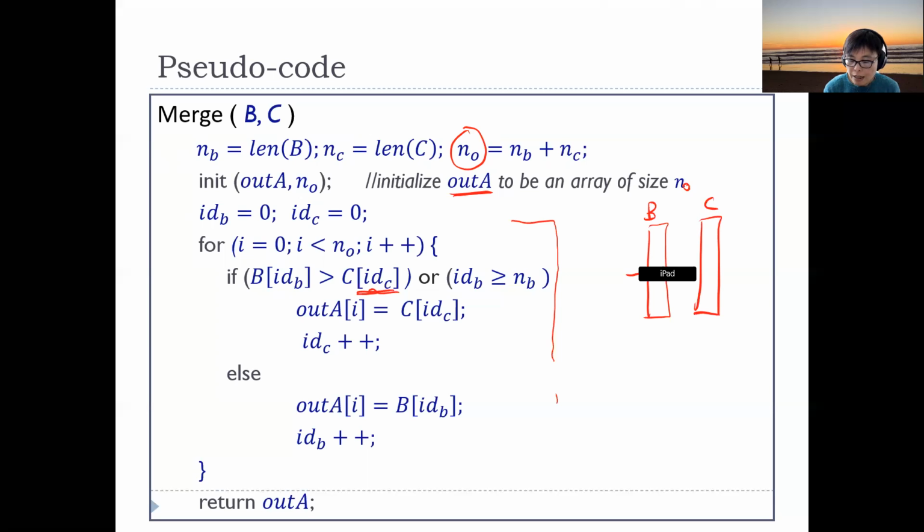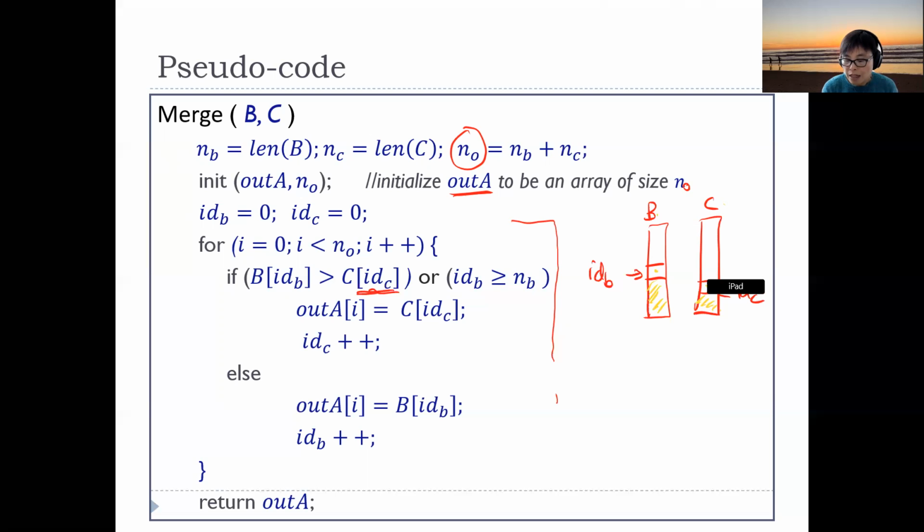And let's say this is where IDB is, and this is where IDC is. Whatever is below them, we have already processed and output in the output array. Now we need to know, for the remainder, this wide portion, who is the smallest? Since each of them is already sorted, the smallest has to come from here or here. In other words, I just need to compare these 2 numbers.